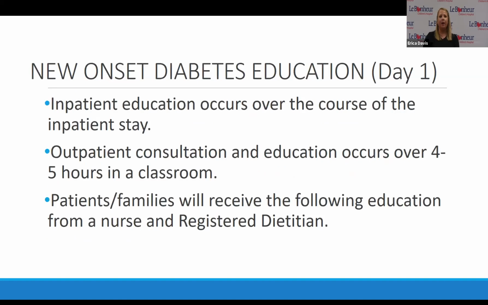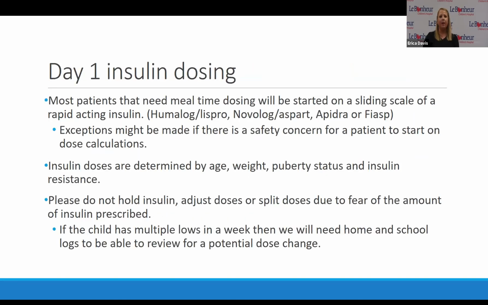And so, one thing too, and I think we've already kind of talked about it in the previous session, but most patients that need mealtime insulin are going to be started on a sliding scale with that rapid acting insulin of Humalog or Novolog or Apidra or Fiasp. All those brands are determined by the insurance.